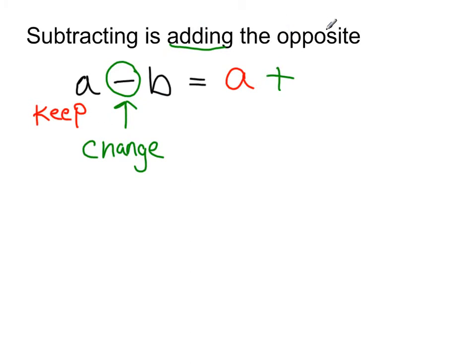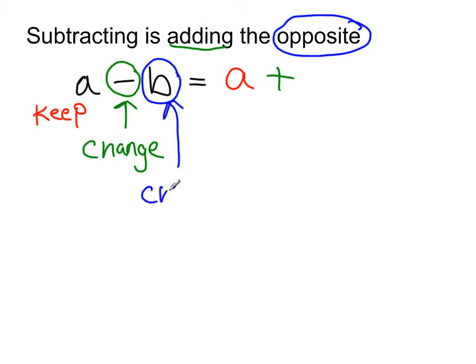And now we are going to take the opposite of what we're subtracting. So B here, we're going to change his sign. So most people remember it as keep, change, change. Instead of B, we'll find the opposite of B, in which we change his sign. Now this is very weird. So let's see an example.